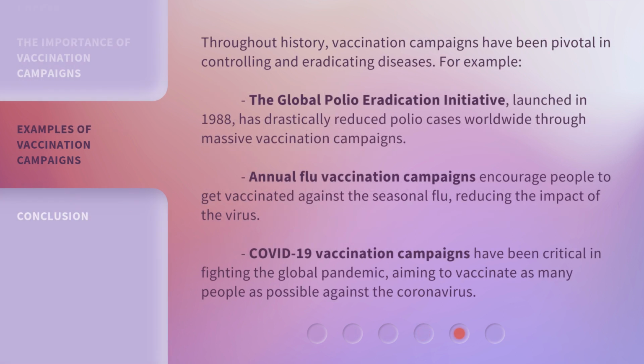Throughout history, vaccination campaigns have been pivotal in controlling and eradicating diseases. For example, the Global Polio Eradication Initiative, launched in 1988, has drastically reduced polio cases worldwide through massive vaccination campaigns. Annual flu vaccination campaigns encourage people to get vaccinated against the seasonal flu, reducing the impact of the virus. COVID-19 vaccination campaigns have been critical in fighting the global pandemic, aiming to vaccinate as many people as possible against the coronavirus.